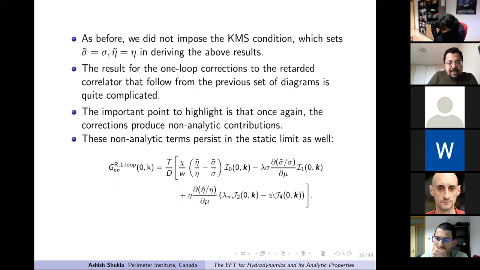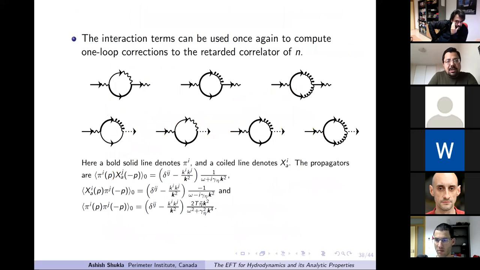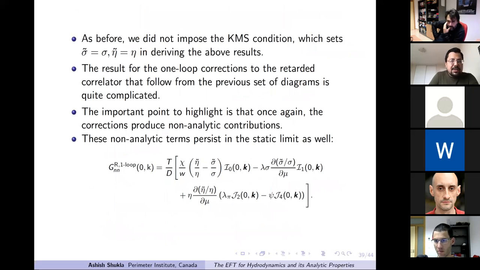Once again, just let me tell you that to understand the role of KMS better, in constructing this effective action, we did not impose the KMS condition. We imposed all other requirements, but not the KMS condition. At the level of this action, KMS corresponds to setting σ̃ equal to σ and η̃, which sits here, to the shear viscosity η. So we did not impose the KMS condition and we computed our loop corrections.